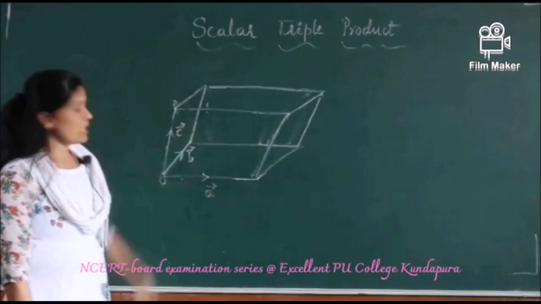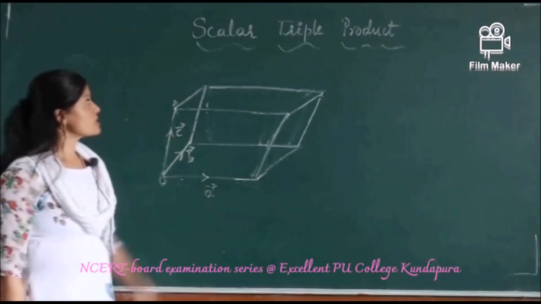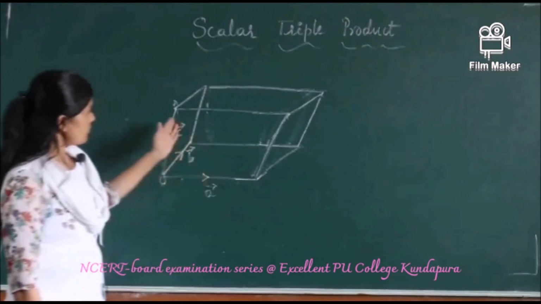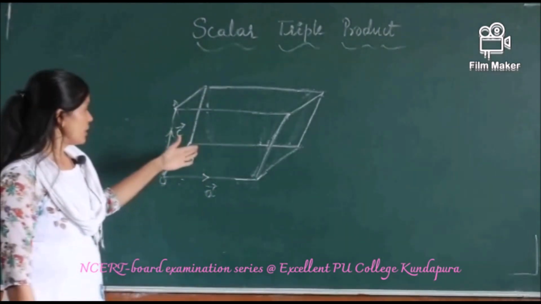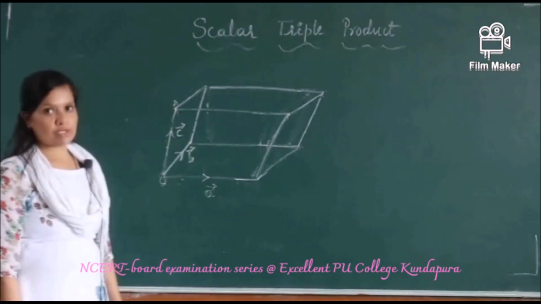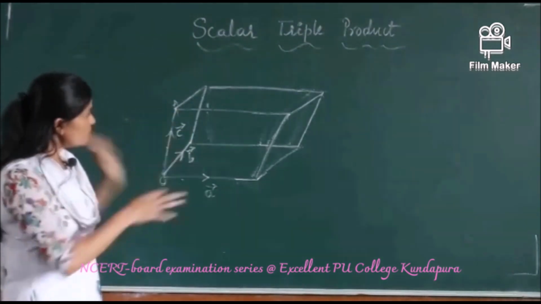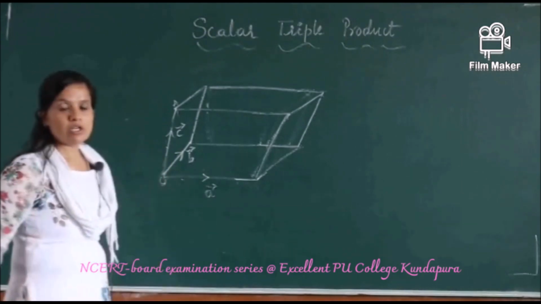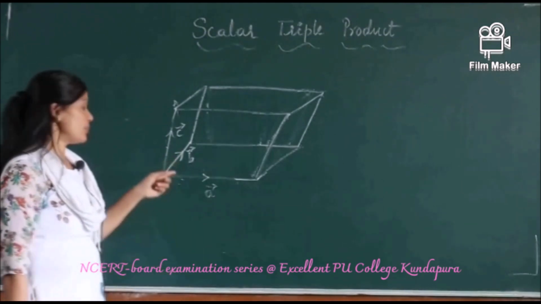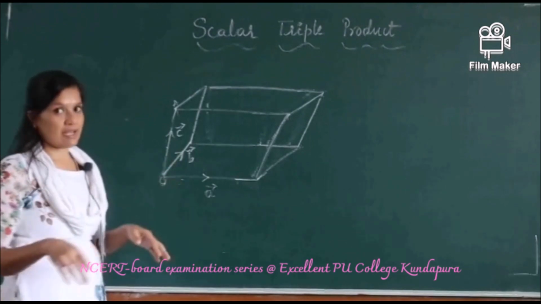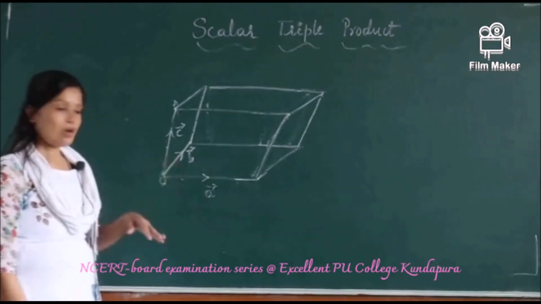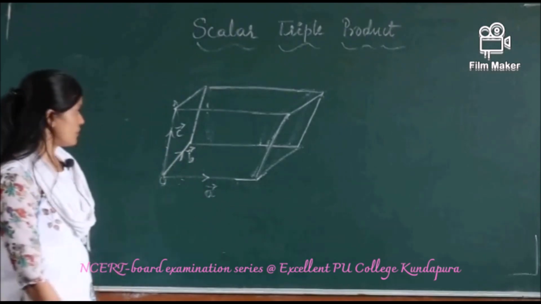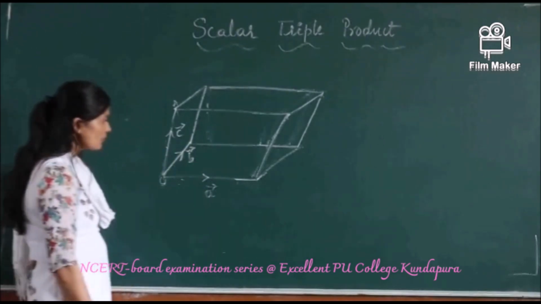Now I am going to explain the geometrical interpretation of the scalar triple product. This is the parallelepiped. It looks like a cuboid, but here all the faces are parallelograms. That is the difference between a cuboid and a parallelepiped: in a cuboid all the faces are rectangles, in a parallelepiped all the faces are parallelograms.